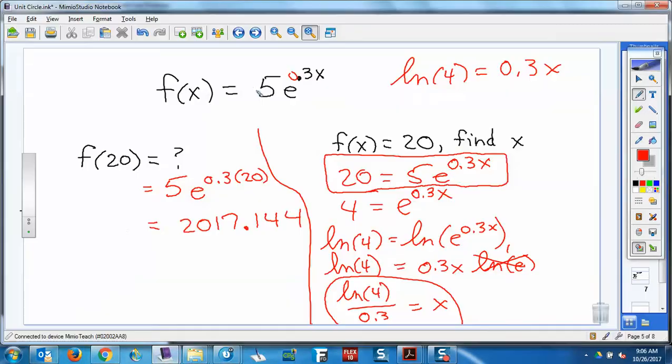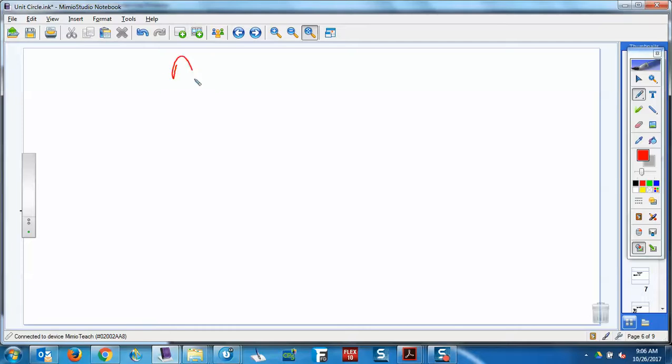Appendix E is exponentials and logs, and then appendix G, but skip 1 and 5 on appendix G. Okay, so again, it's on that assignment sheet.